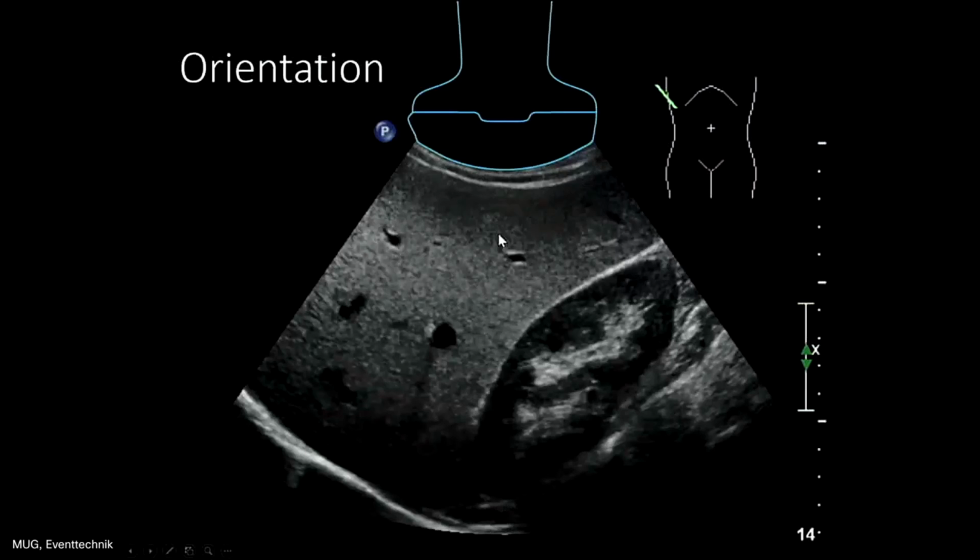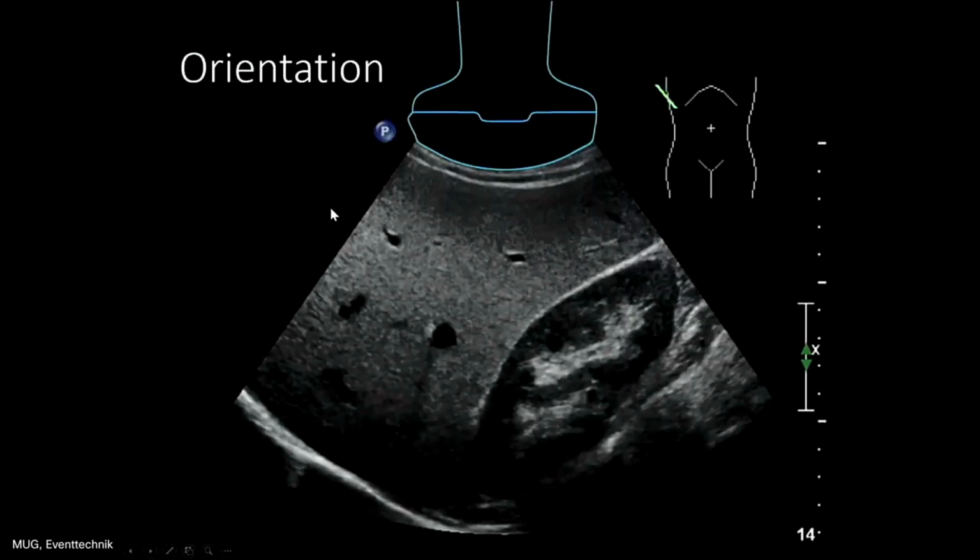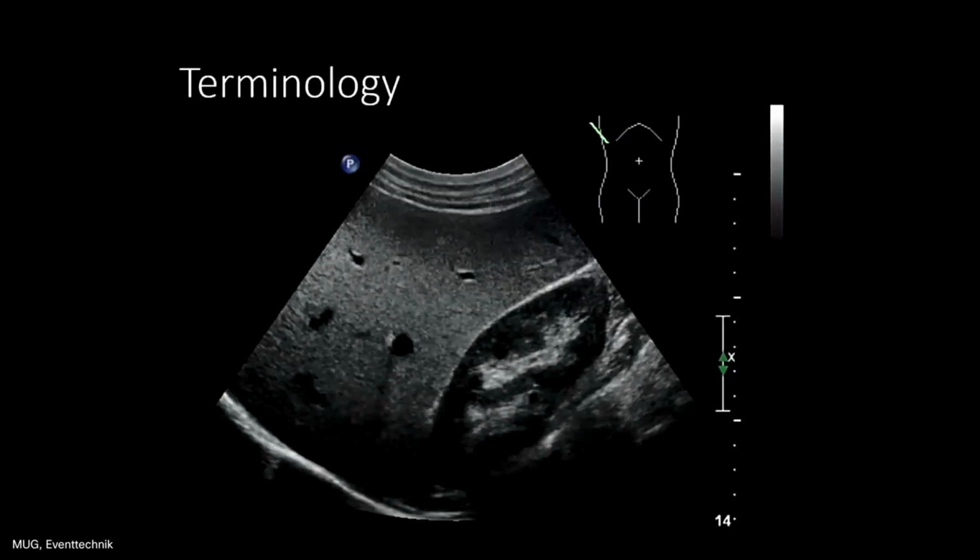If you have a transversal section, you always point the probe's nose to the examiner's nose. Oh yeah, and very important to mention, this point on the image refers to the nose of the probe. So in a transverse section, this would be the right side of the patient, the left side of the patient, or the more medial area. So that's important for orientation. Now we want to talk about terminology.